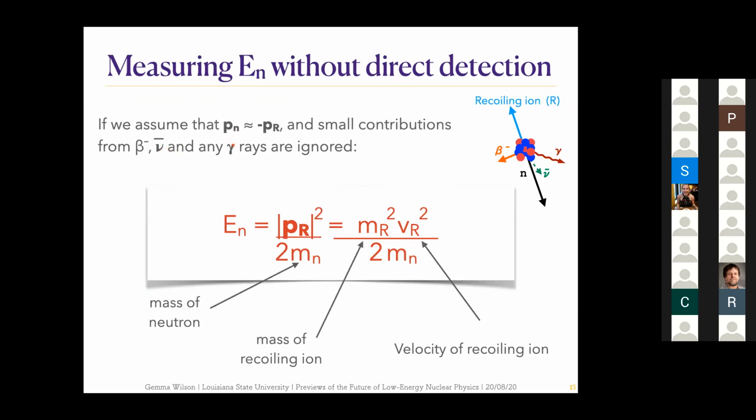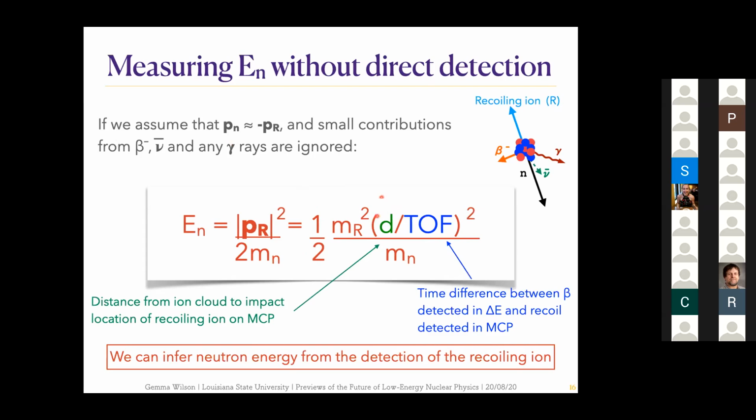So the velocity of the recoiling ion we measure because we can measure the distance from the ion cloud at the center of the trap to the location where it hits on the MCP. And then we can also measure the time difference between the beta and the MCP, which gives us the time of flight of the recoiling ion. So this is how we infer the neutron energy.